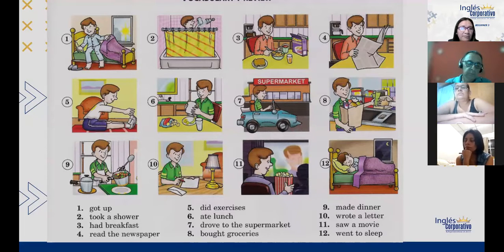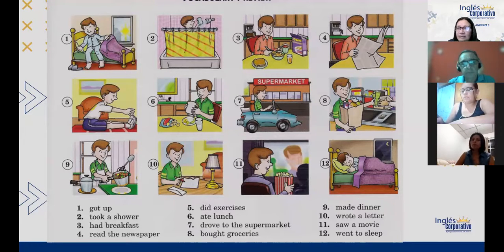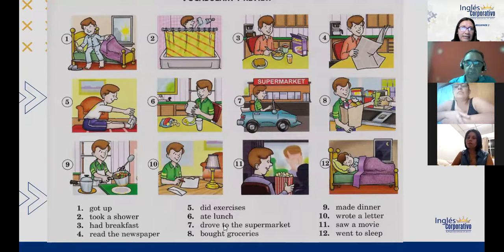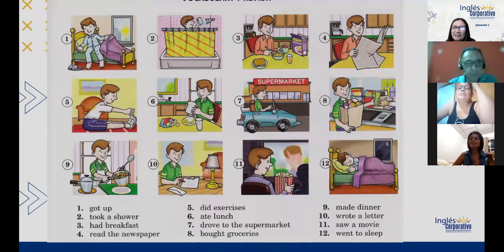Got up, took a shower, had breakfast, read the newspaper, or read the news online. You can say that, because I don't know if people really read the newspaper now on paper. So sometimes we just read the news online, or the websites of newspapers. They used to be newspapers, but now they have their websites, right? Did exercise, ate lunch, drove to the supermarket, bought groceries, made dinner, wrote a letter, or wrote emails or sent emails, saw a movie, went to sleep. Okay? Not yet. You haven't gone to sleep yet, right?